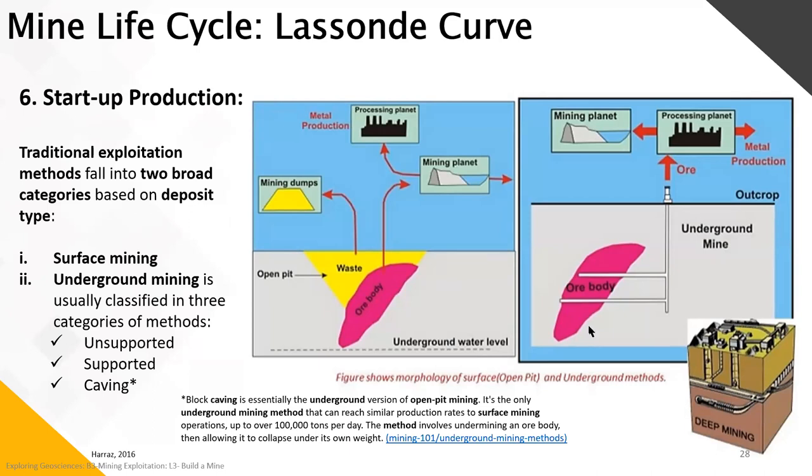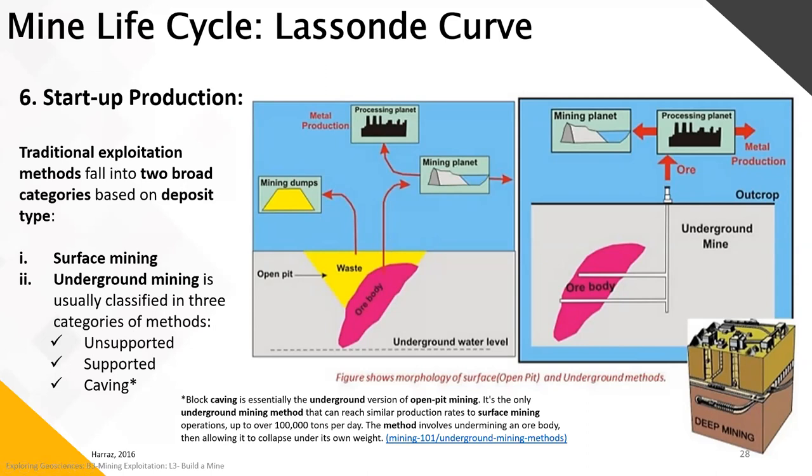And just to understand, within the underground mining, we have three methods: unsupported, supported, and caving. Caving is the one that will resemble the most open pit mining because it's the only underground mining method that can reach similar production rates to surface mining, and it's the method that involves undermining an ore body so that it allows it to collapse under its own weight. I've included the link here so you can go see the entire method.